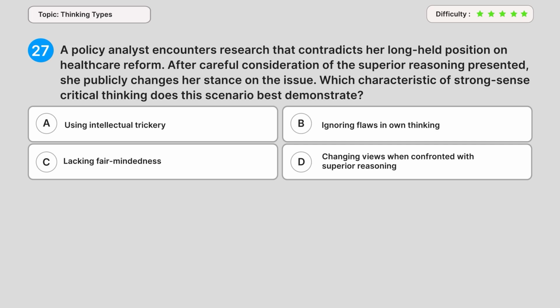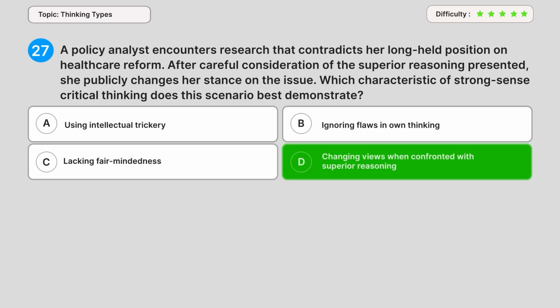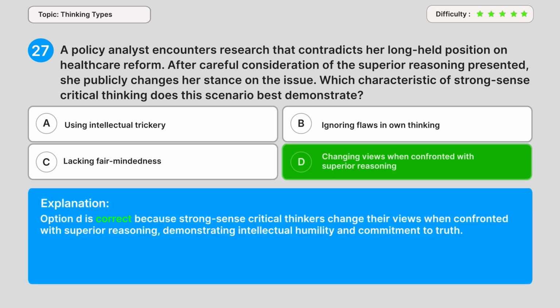Correct answer, D. Changing views when confronted with superior reasoning. Explanation. Option D is correct, because strong sense critical thinkers change their views when confronted with superior reasoning, demonstrating intellectual humility and commitment to truth.